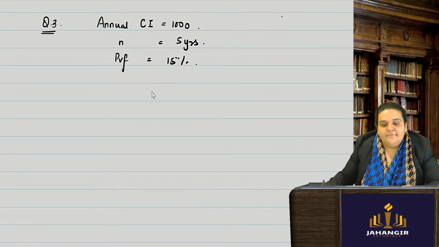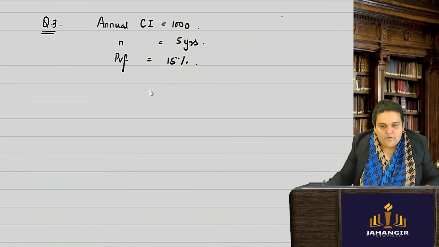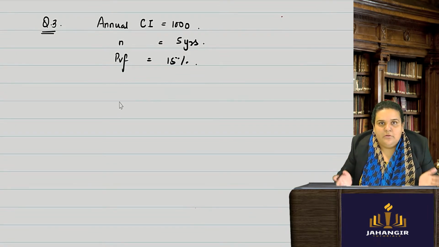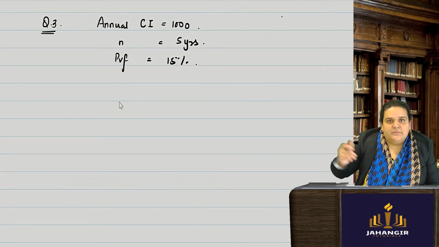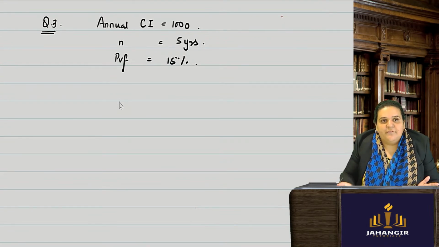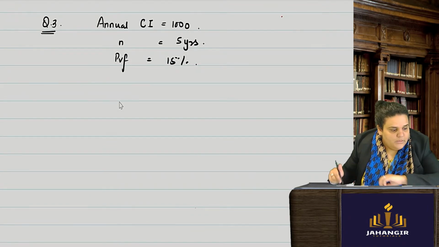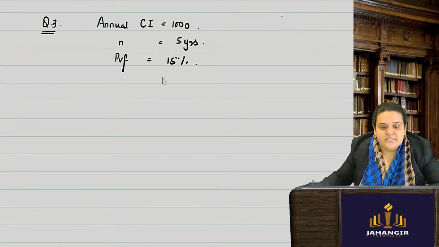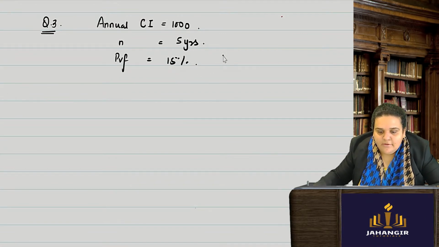Okay, so how will I find my present value? If I just wanted to do the total value 1,000 into 5, I'm going to get 1,000 rupees for 5 years. Okay, so 1,000 into 5, 5,000. But they are asking me the present value of my total inflow. So what will be my present value? Now since this is 15%, first I will do 1 divided by 1.15.